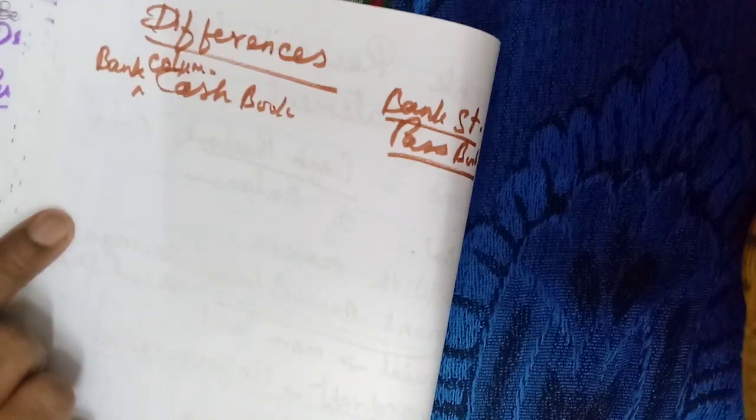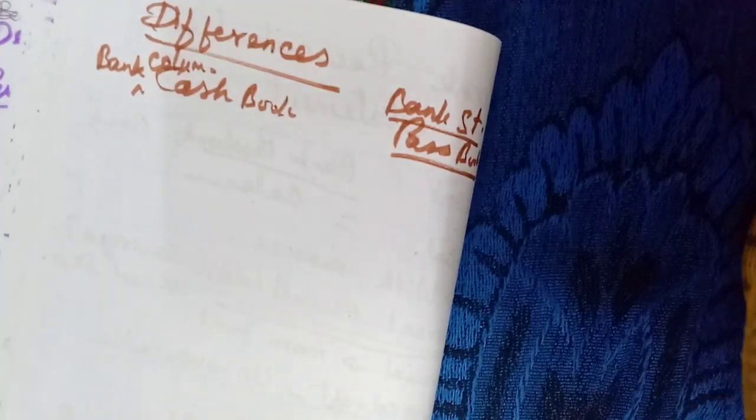Then when we deposit a check, when we are entering on the date of deposit, we are entering it in the cash book, isn't it? Once we have deposited the check into the bank, the same day we are entering. But when they will enter, the same day they never enter.